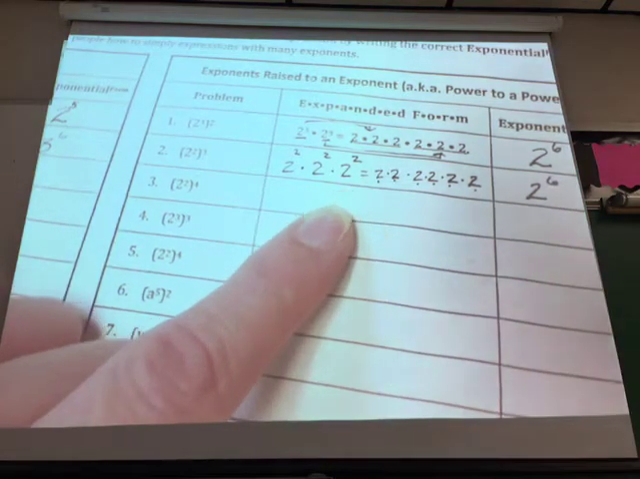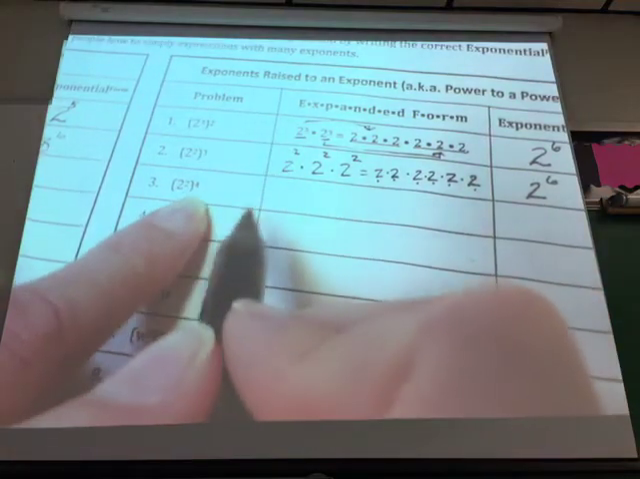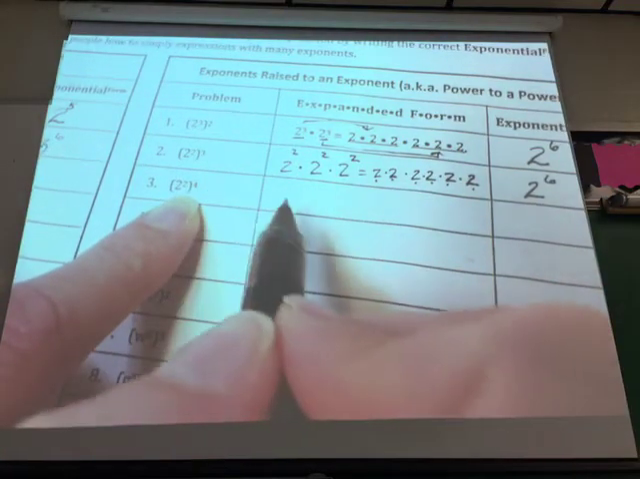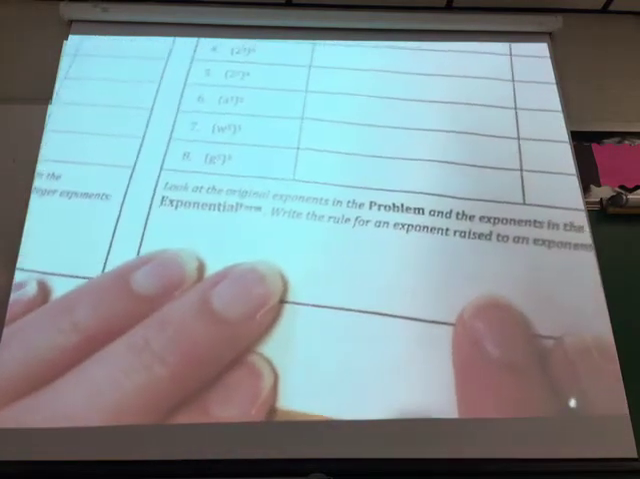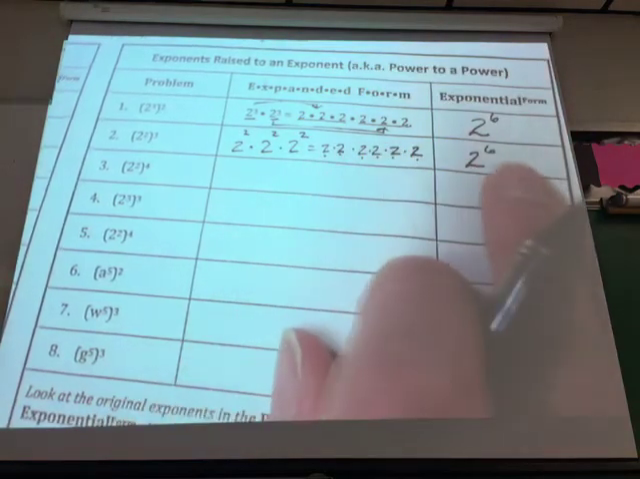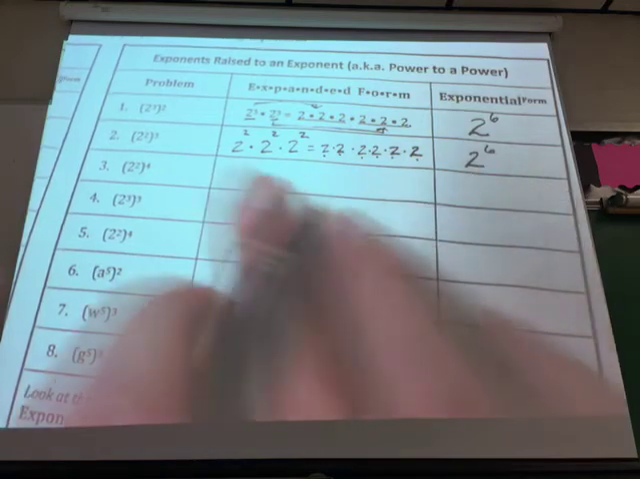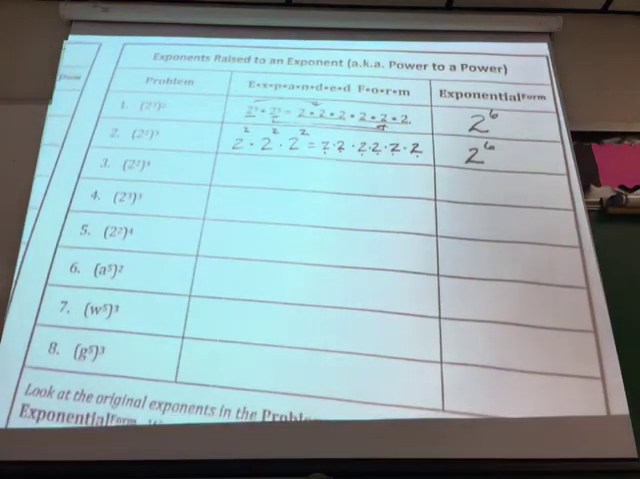And so I want you to continue these. Down here, you're going to have 2 squared, and there's 4 of them. So fill those out on your own paper. And then see what you come up with down here in the exponential form, and then see if you can actually figure out a rule, okay, a different way of doing it to come up with 6 as your exponent. Pay attention to your exponents here and see what you can come up with.